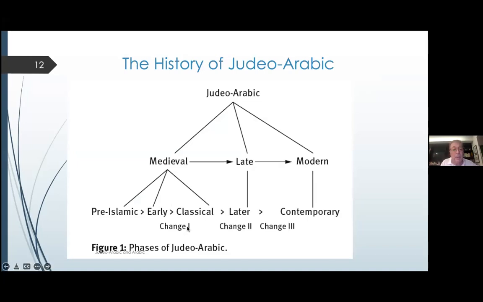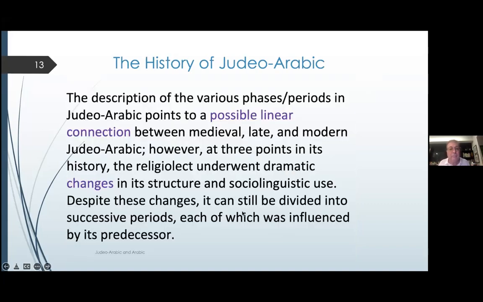We have change that I call change 1, change 2, change 3. Not going to talk much about it, but in general, here you see that I argue for a possible linear connection between medieval, late, and modern Judeo-Arabic. Not everybody agrees with me here, but I think I have some evidence for this linear connection. You can ask me, what kind of evidence? Well, sometimes even in 19th century Judeo-Arabic text from Egypt, the translation of Genesis, I see traces of Saadia Gaon's tafsir from the 10th century. So there must be some sort of linear connection.